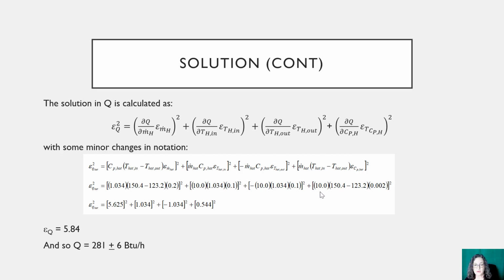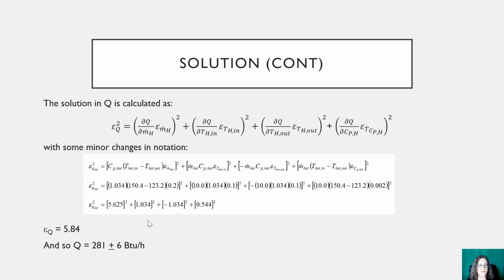Plug the numbers in with my error estimates, and what you'll see is we end up with 5.625 squared for the mass flow rate term, 1.034 squared for the T_H, same for the T out, and C sub P 0.544 squared. Add those together, square root, I get 5.84. Okay, only get one digit on error, so that means 6. So our Q, calculated, is 281 plus or minus 6 BTUs per hour.